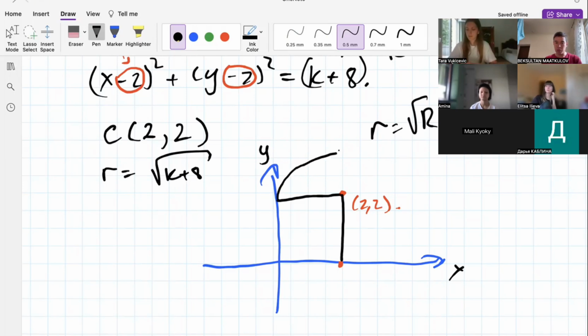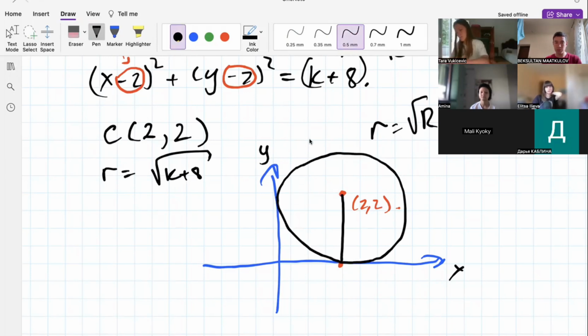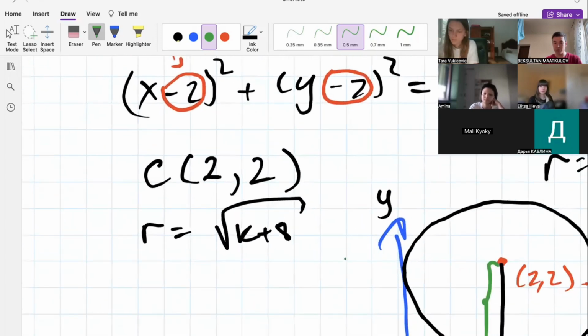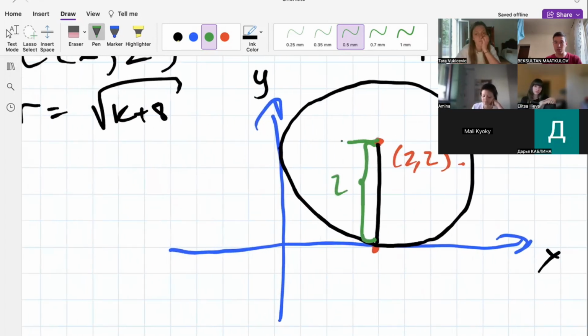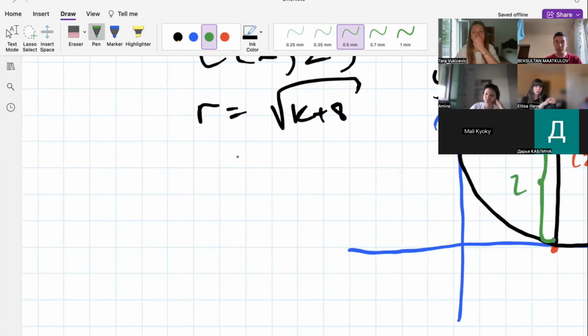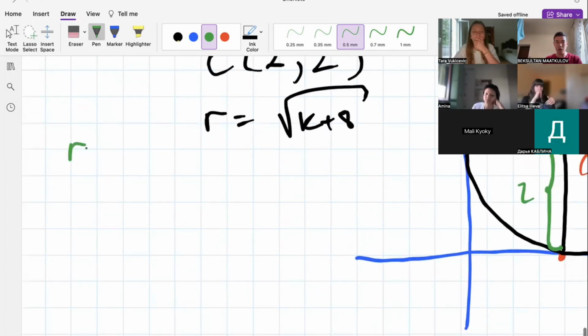So if I try to build a circle, your circle should have a radius. What should the length of the radius be so that it is tangent to the x-axis? It's 2. Basically, this distance is equal to 2. That's why your radius should be 2. Or you can check the same from this distance, from 0 until 2 on x, and it will be 2. So you know the value of r. R is equal to 2.